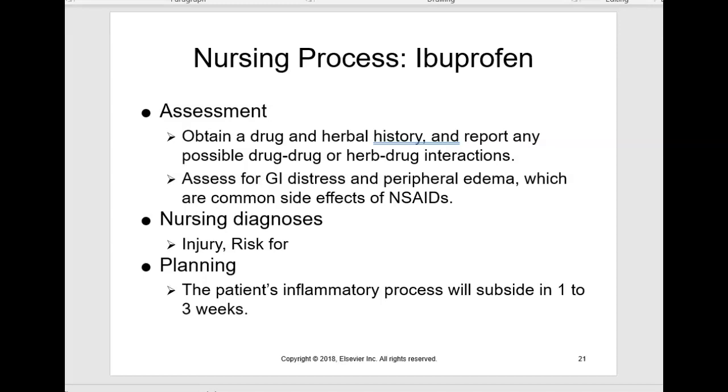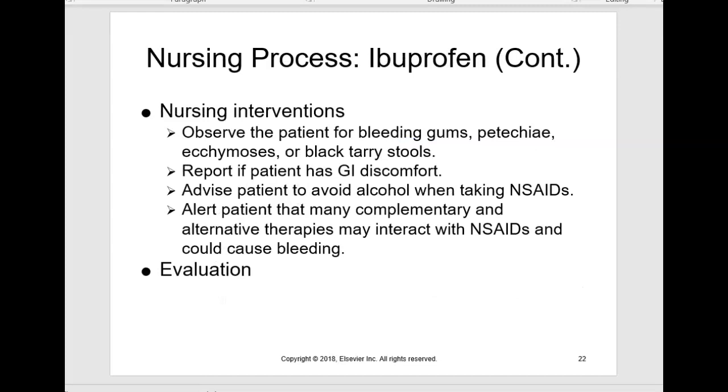So in terms of our assessment here, we want to obtain a drug history from the patient and assess for GI distress and peripheral edema, which are common side effects of NSAIDs. We want to let the patient know that their inflammation will subside in 1 to 3 weeks. Again, it's not an immediate thing that we will see.